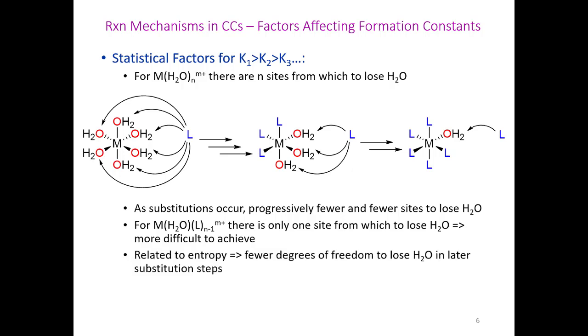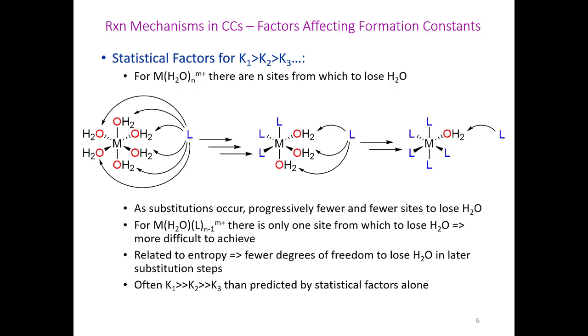This is related to entropy, so there are fewer degrees of freedom from which you can lose H2O, the more ligand substitutions that occur. Another way of thinking of this is that statistically, as you do more and more ligand substitutions, there are fewer sites from which you can get productive ligand substitution. There are a smaller percentage of collisions and vibrations that allow ligand substitution to occur. So there are fewer and fewer effective collisions that allow the reaction to proceed.